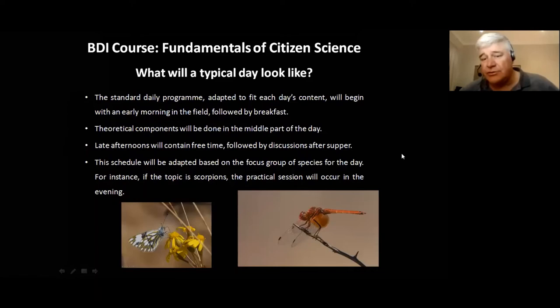But depending on what groups we will be focusing on a particular day, the schedule for that day might change. If we're looking at scorpions, for example, we'll need to go out in the evening to look for them. So the practical session will be in the evening. But there's quite a bit of flexibility built into this. But the days will be filled with just spending time getting to know and studying and documenting the biodiversity around us.